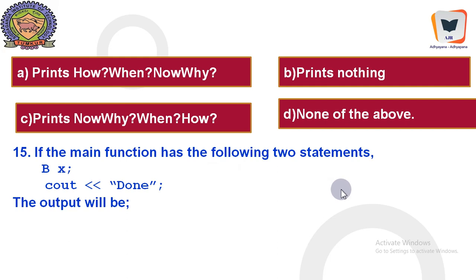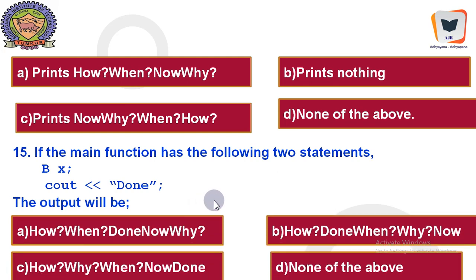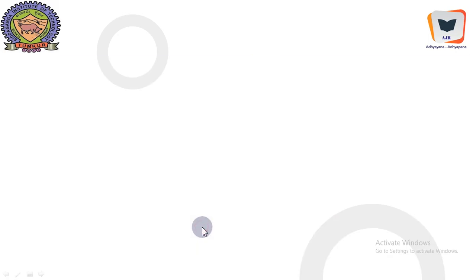If the main function has the following 2 statements, b of x, cout done. So it has 2 statements in the main function. Therefore first of all, it should be exactly the 15th question, this is exactly b of x, cout done. It should be this one. How comes from the constructor, when comes from the constructor, done, this will be printed, and before they are removed from the memory, this is the child class destructor, and this is the outcome of the destructor of the main class. Therefore this is to be printed. Great.